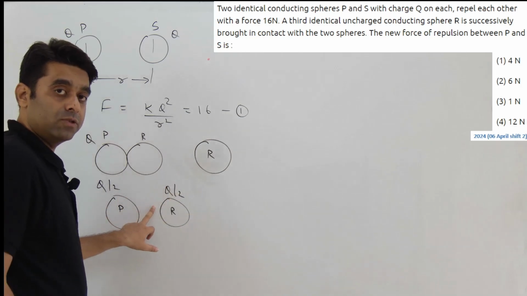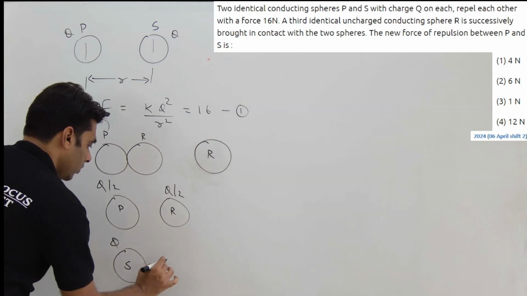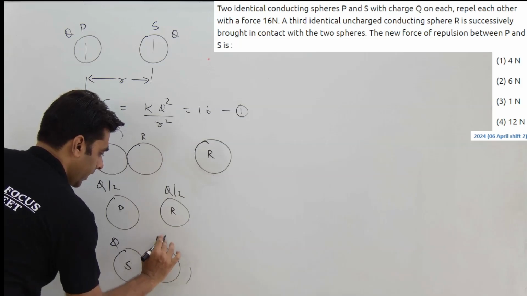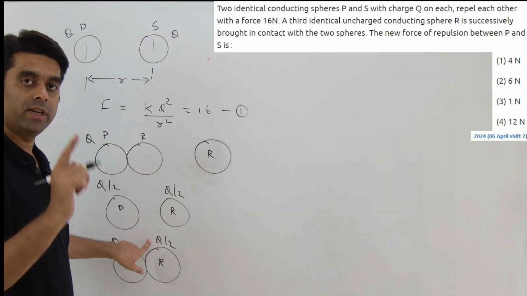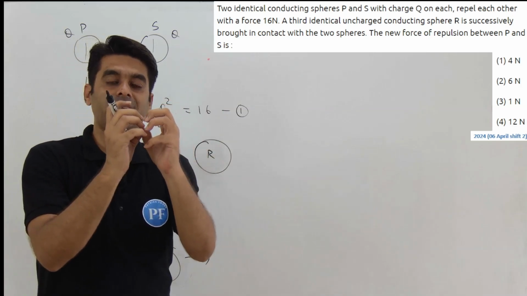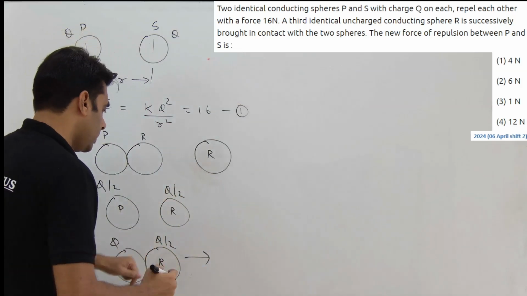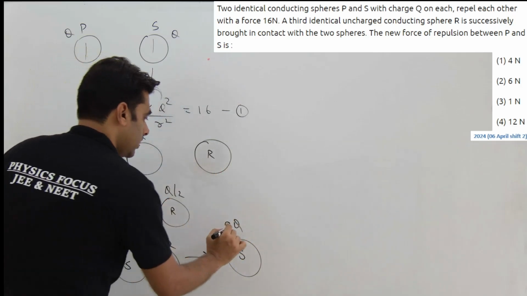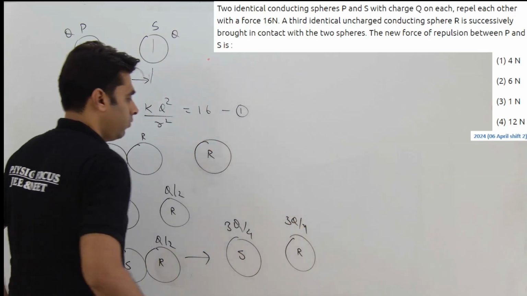Now this R is brought in contact with S. Next step, S is having charge q, R is having a charge of q by 2. How much is the total charge on them? The total charge is q plus q by 2, that is 3q by 2. Whenever two identical spheres are brought in contact, the charge will get equally distributed. So on S, you will get 3q by 2 by 2, which is 3q by 4, and on R, you will have 3q by 4.